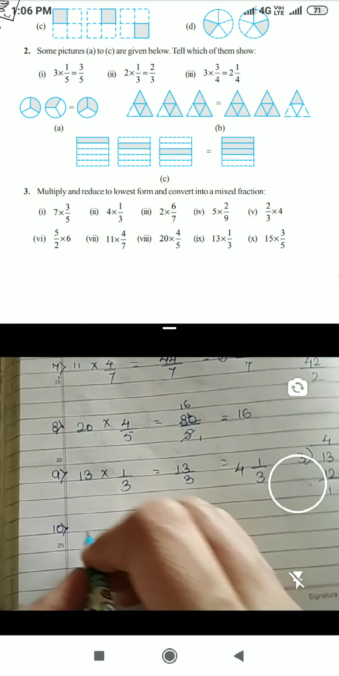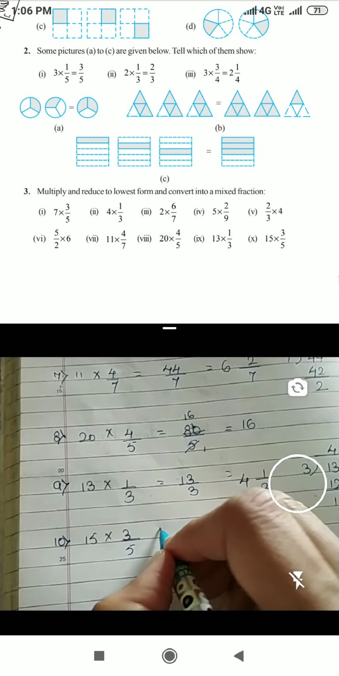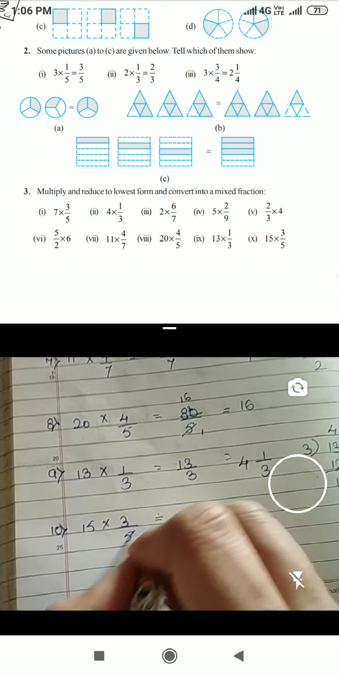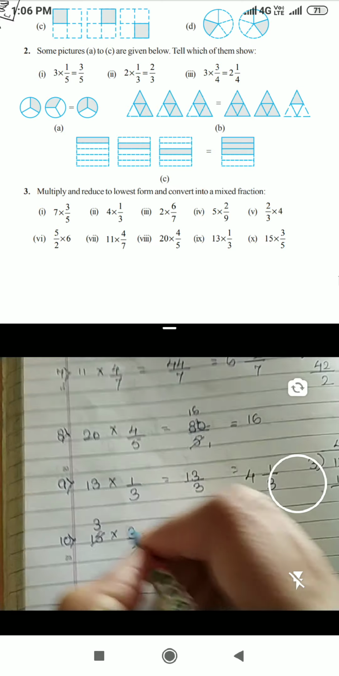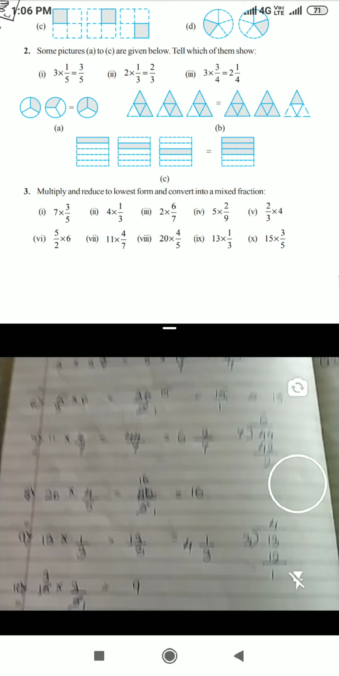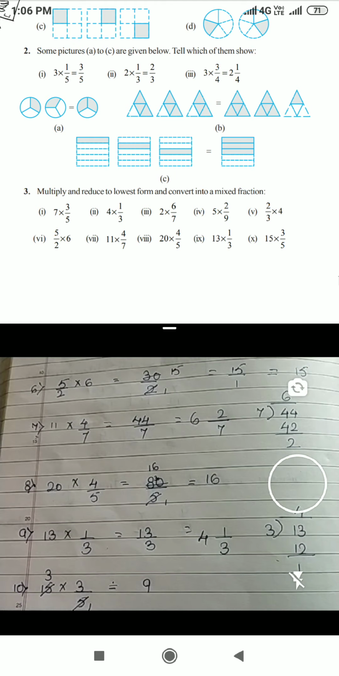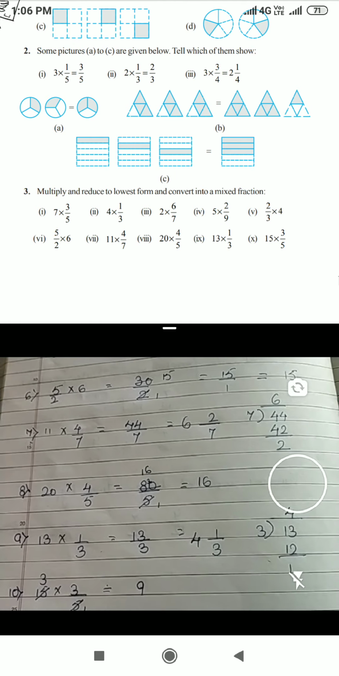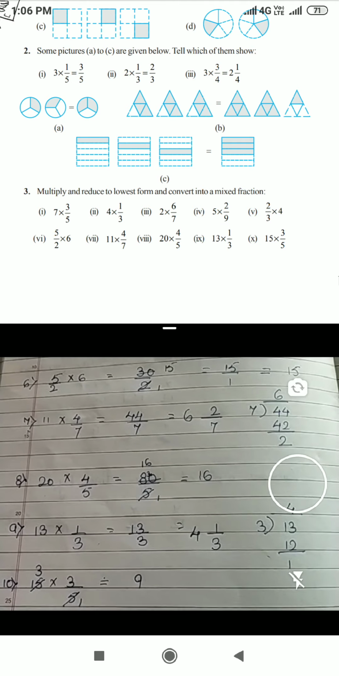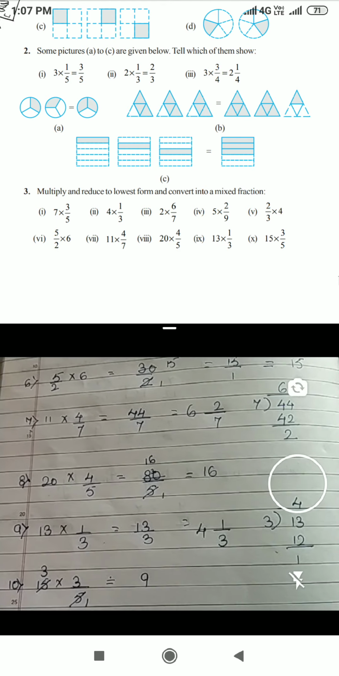Now last 10th one, 15 into 3 upon 5. So now see, if you are going to multiply this directly, you can multiply, or else you can divide it, 5 ones are 5, 5 threes are, so 3 threes are 9. This time directly the answer also you can write. Now see, from 6 to 10, it is clearly visible. You can copy it in your class notebook. First you pause the video and then you start copying in your classwork. Okay? Fine.